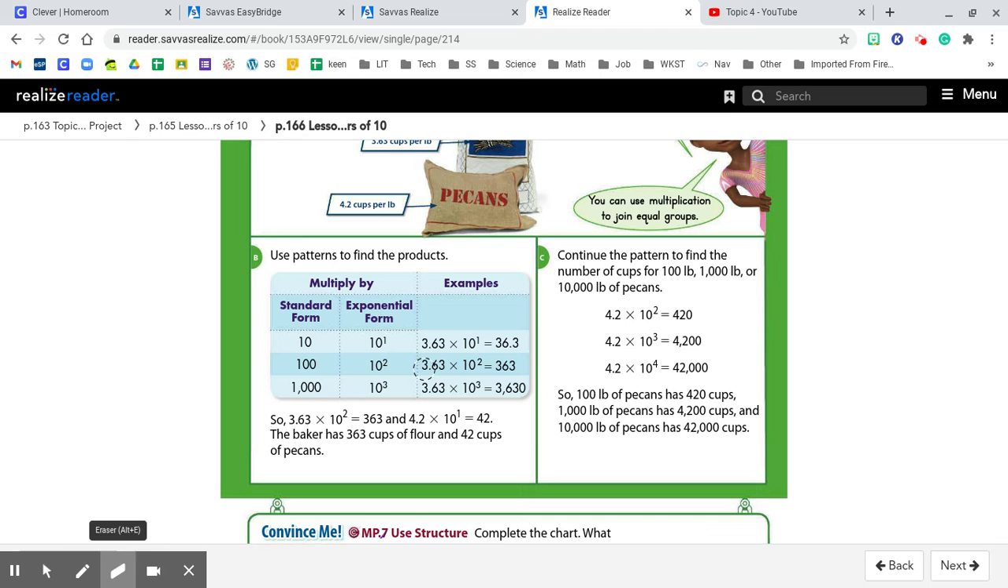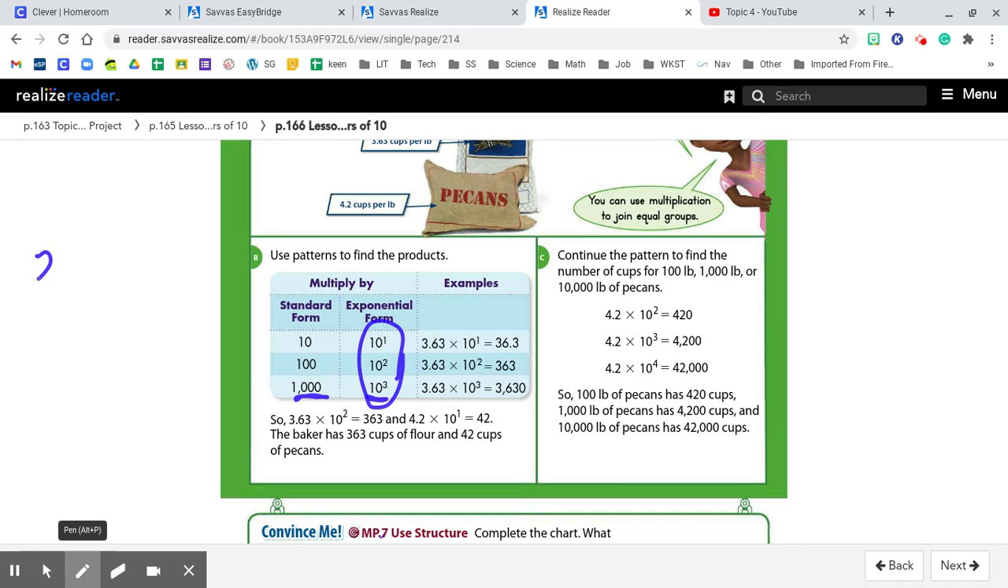So here we go. Use patterns to find the products. So when we multiply by 10, remember we're moving the decimal one place value. And they're showing you here the exponential values of 10, 100, and 1,000. That will help remind you how many places you have to move the decimal. Notice that 1,000 has 3 zeros in it, and we call it 10 to the third power. It's a hint we're going to be moving our decimal 3 places.